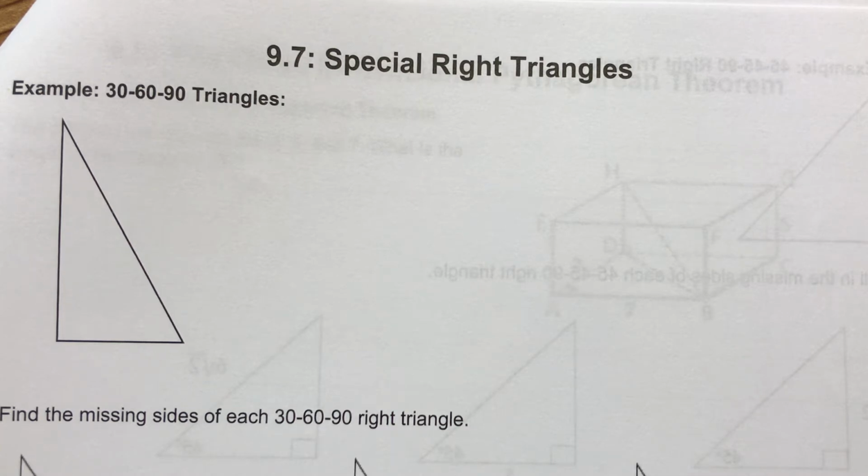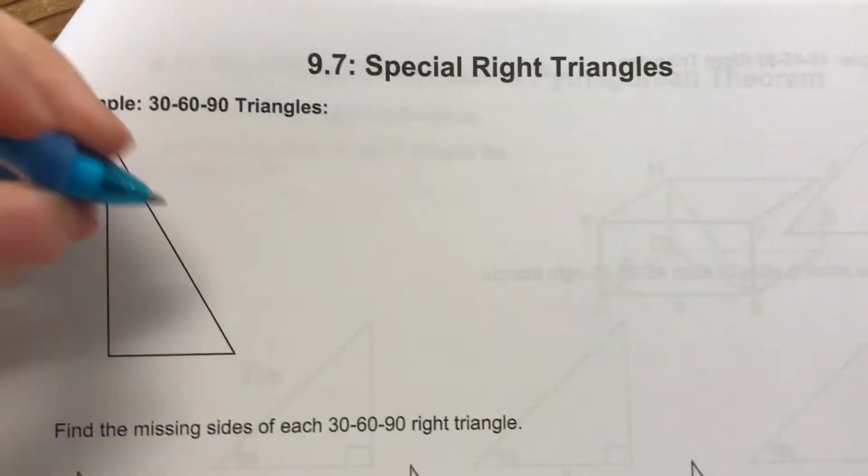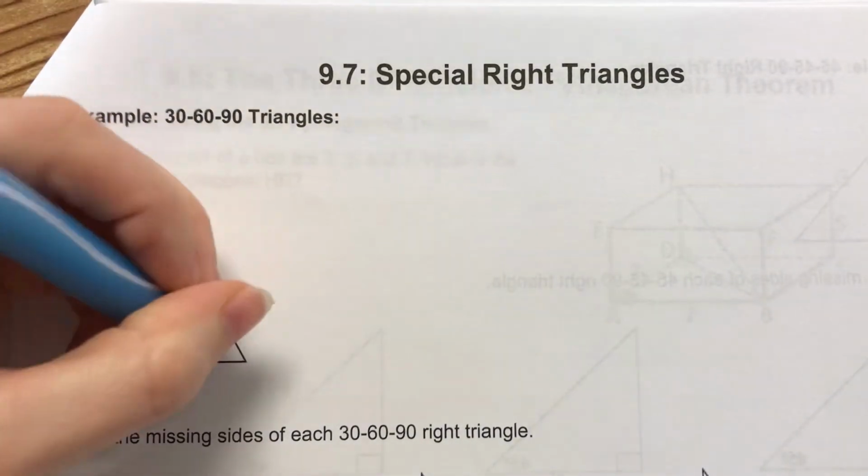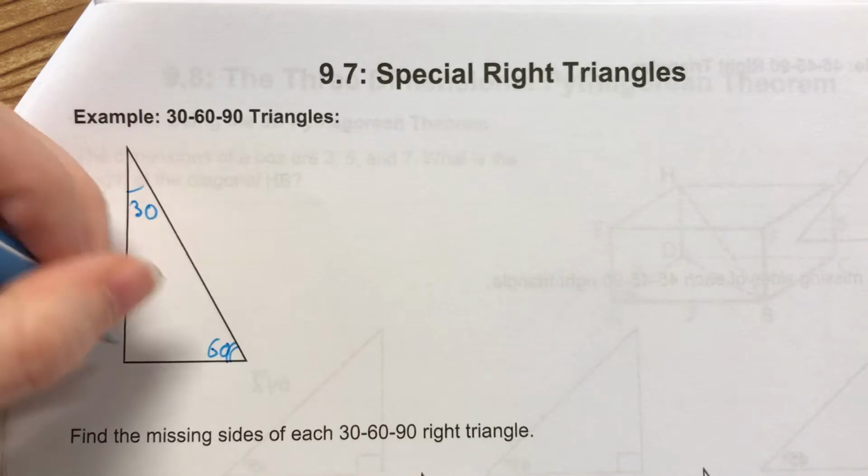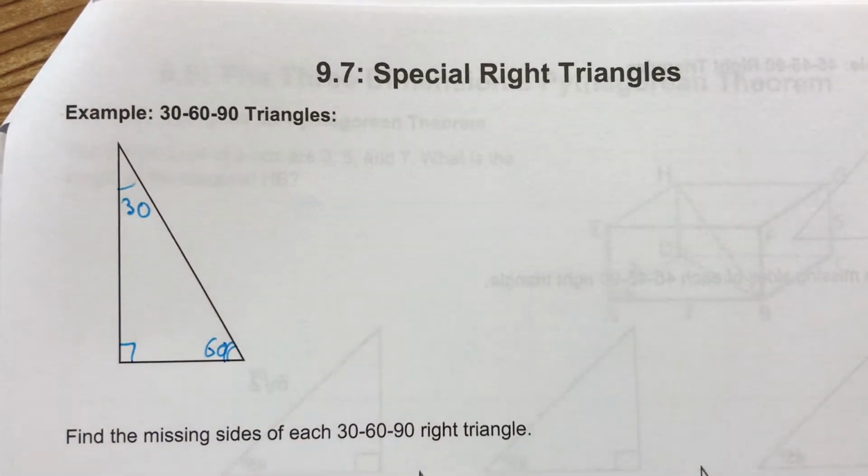So what we have is two different kinds of triangles that are defined based on their angles. The first one is 30, 60, 90 triangles. What that means is that this triangle has a 30-degree angle, a 60-degree angle, and a 90-degree angle in it. So we've got those three angles. And when we have a triangle with 30 degrees, 60 degrees, and 90 degrees, no matter how big or small the triangle is, its sides will always be in the same ratio to one another.